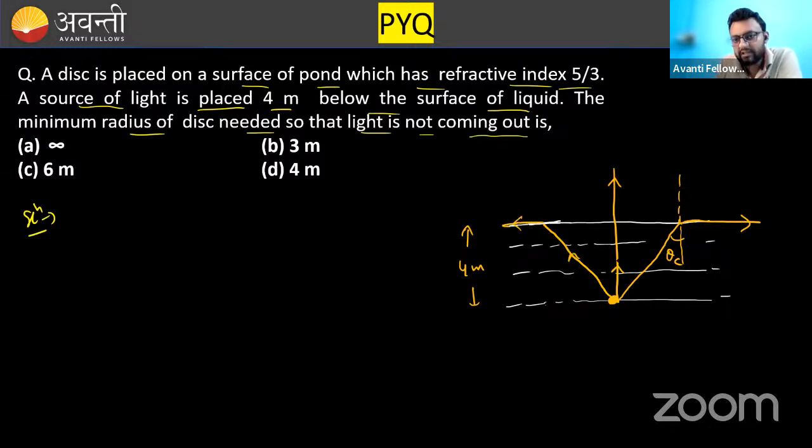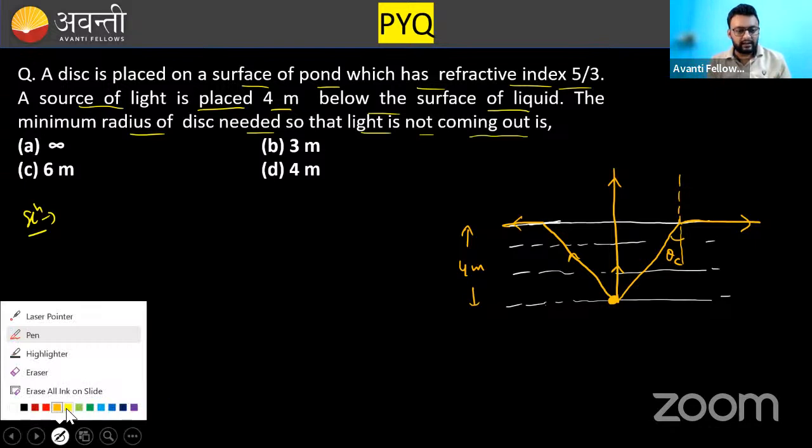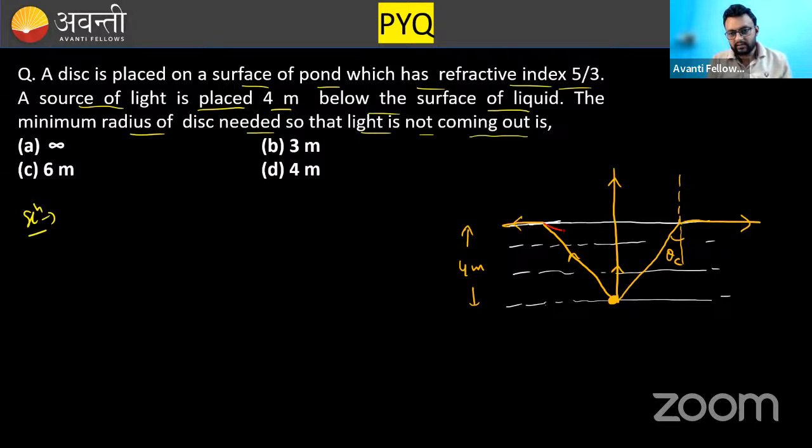Now, again, you can imagine that this phenomena should be happening in all directions. I have drawn right and left only, but it should be happening in all directions. So the light rays coming out of this pond will form a circle, and this circle is known as circle of illuminance. Now we need to find out the radius of this circle.